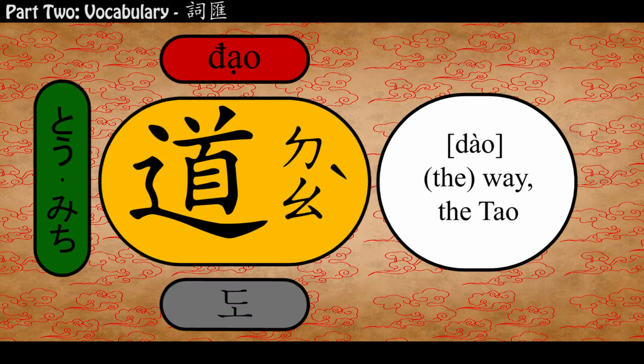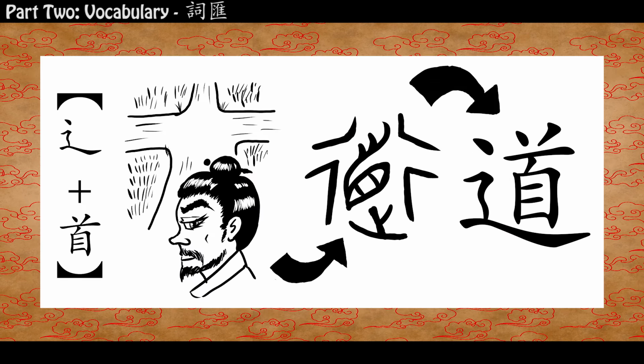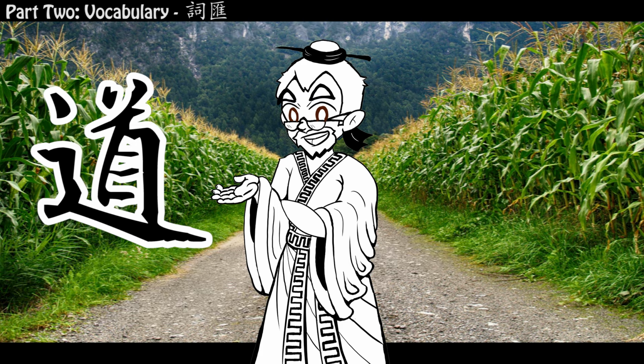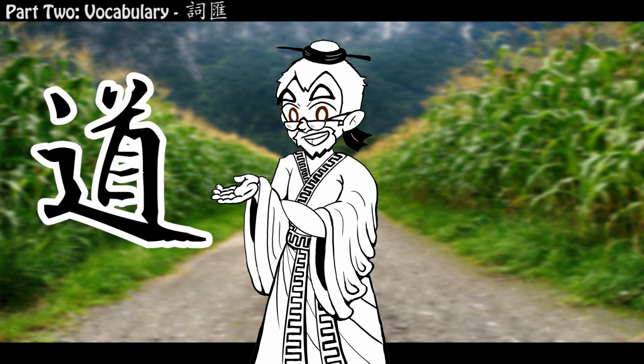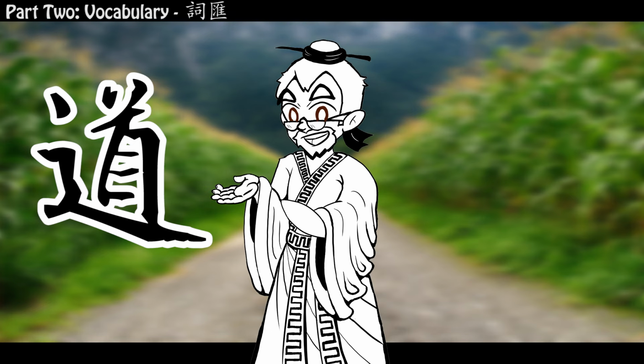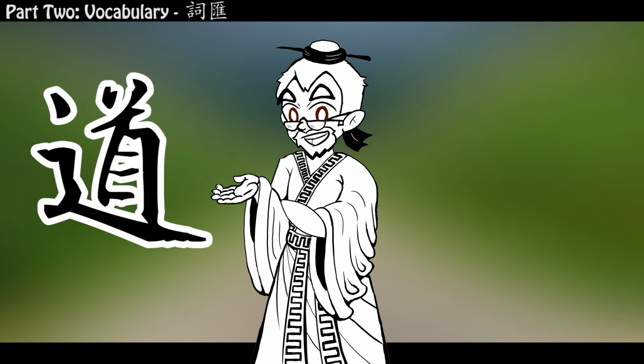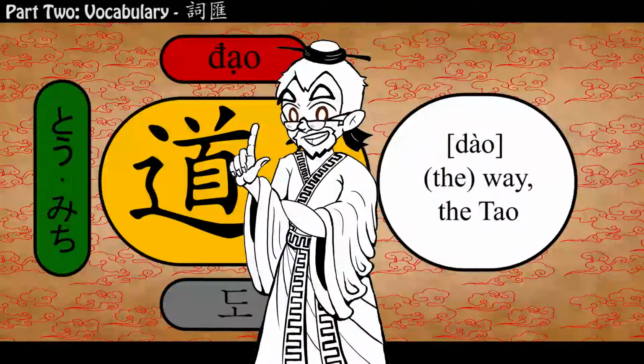Tao. The way, the Tao. Once again, we see the road radical chuo plus shou, head, which represents a person. Someone walking on a path, thus the original meaning was road. The original meaning gradually became more abstract, which is why we most often see it used in the sense of the Tao or the way. This is the way. As in, the correct way of doing something.